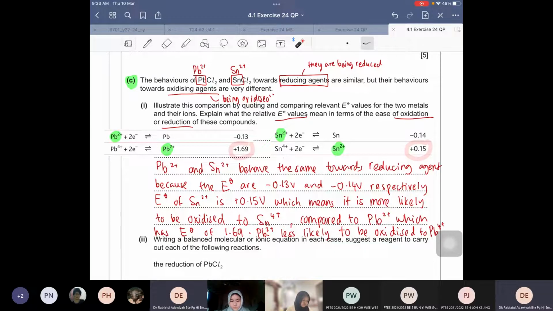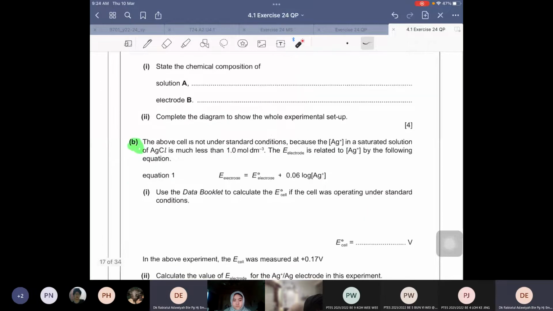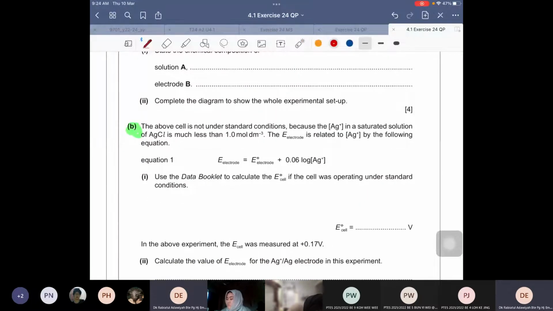If you read part B, it says that the above cell is not under standard conditions, because the Ag plus is in a saturated solution, which has a value of less than 1 mole per dm cube. The electrode potential E is given as the equation below. Okay, use the data booklet to calculate the E cell if the E cell was operating under standard conditions. So I will just give you the answer because I am pretty sure that by now you should be able to work out the E cell of the equation.